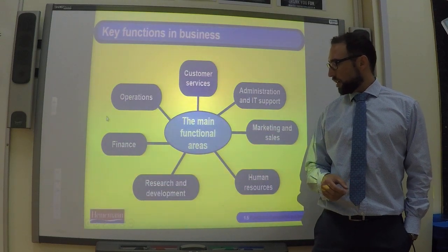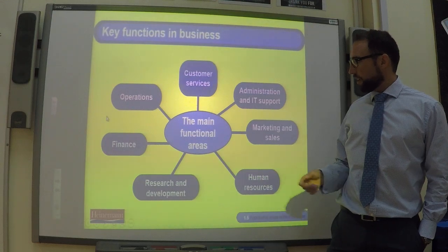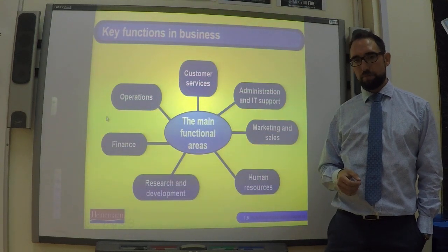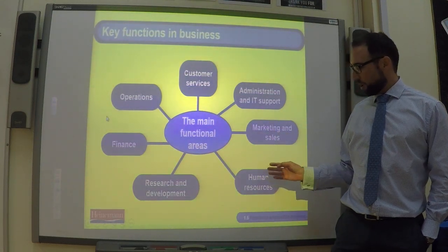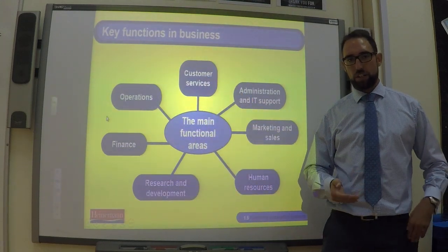and work. So the main functional areas that businesses have, we have customer service, administration and IT, we have the marketing department, human resources, research and development, finance and operations.